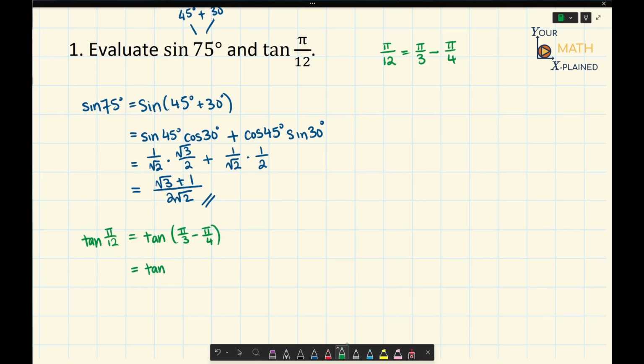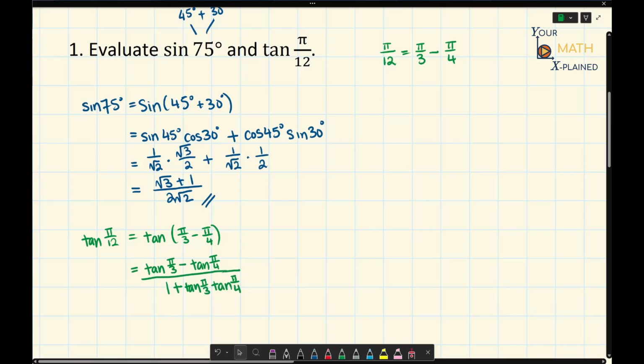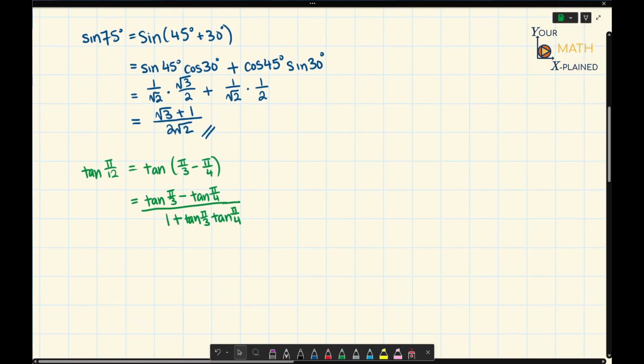So this is going to be tan of our first angle, which is pi over 3, minus tan of our second angle, which is pi over 4. And this is over 1 plus tan of the first angle, so pi over 3, multiplied by tan of the second angle, which is pi over 4. And now we can evaluate these special angles.